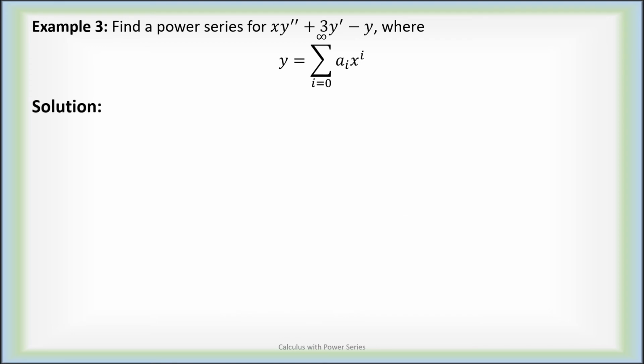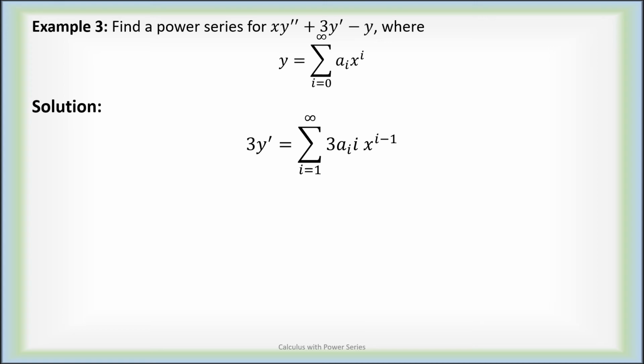Next, we want to address that middle term, 3y prime. This is pretty straightforward. We just multiply by 3 and take a derivative. So we've thrown out the term corresponding to index 0 because its derivative will be 0. Otherwise, we just have 3ai times i times x to the i minus 1. And again, we know we're going to want to re-index this.